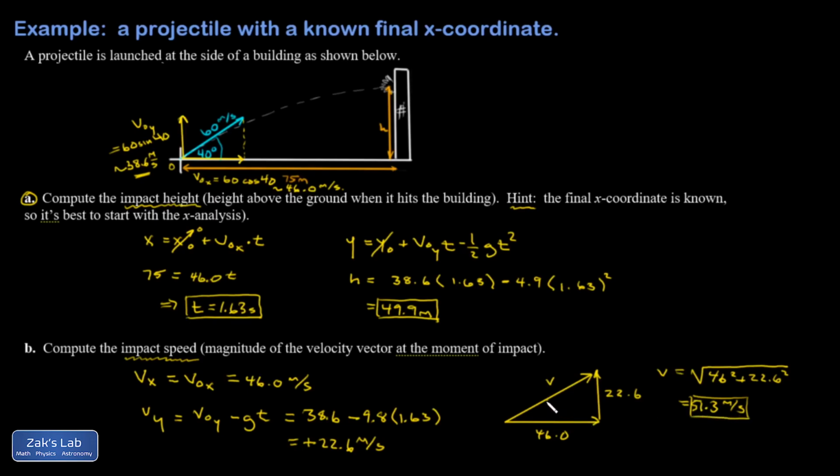I suppose I should just get the angle since we're right here. Theta is the angle whose tangent is 22.6 over 46.0. And I plug that in. And I get 26.2 degrees above the horizontal. So the projectile is still on its way up. The velocity vector is still pointing up at 26.2 degrees above the horizontal.